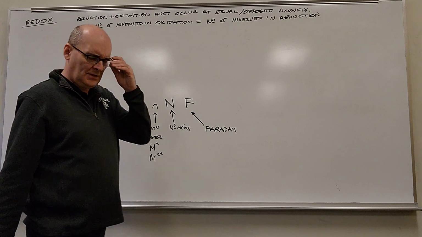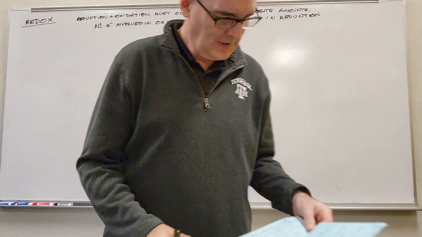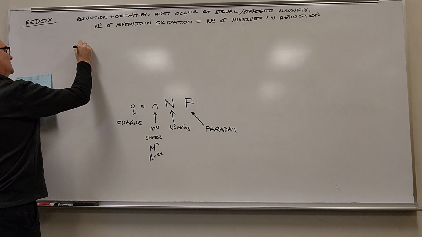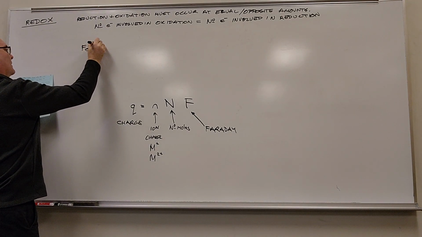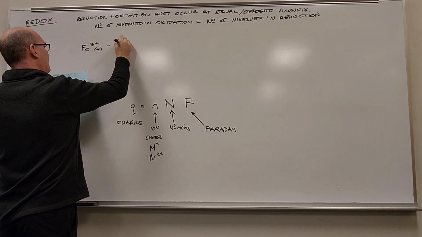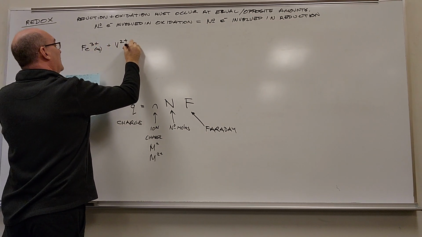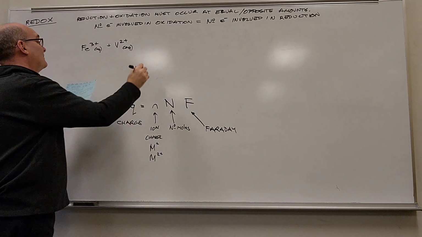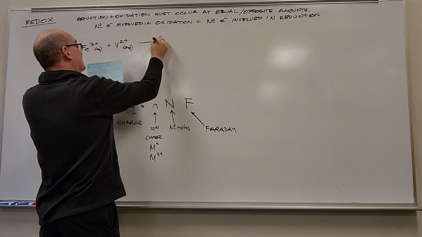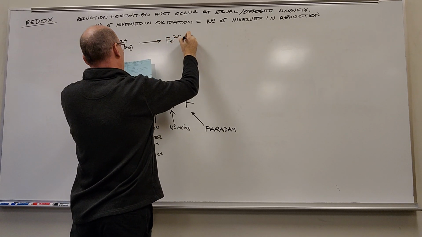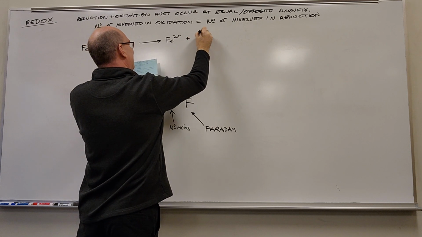Okay, let's look at a quick example. Here's a mixed metal. I've got iron 3 plus in solution and vanadium 2 plus. Whoever wrote this question has never handled vanadium. What goes on with vanadium? Getting it in its 2 plus oxidation state, not bloody likely.